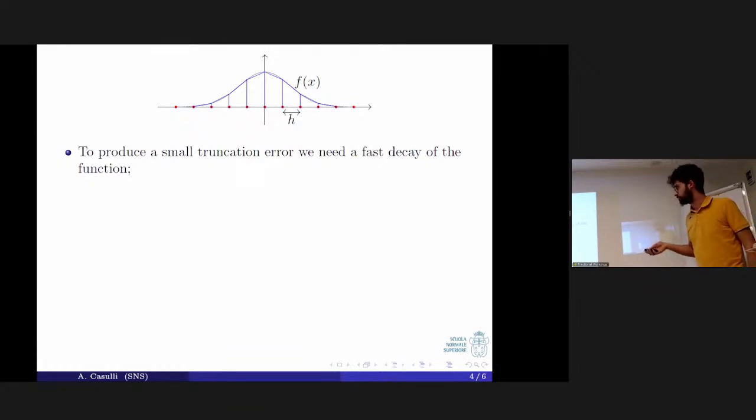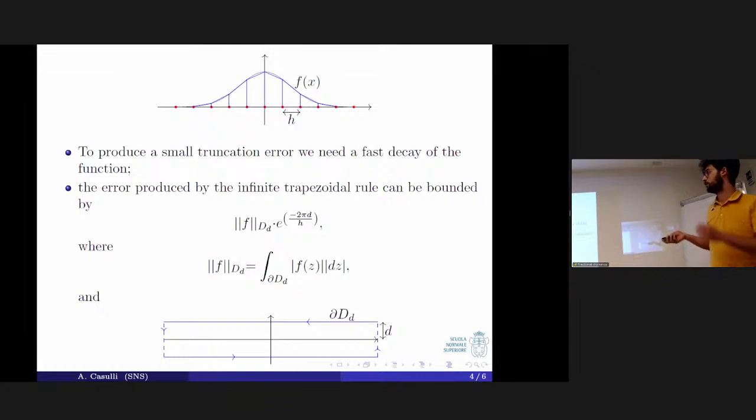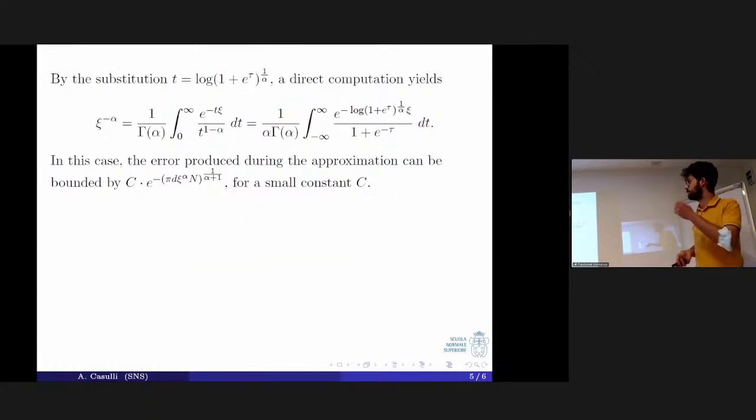And moreover, the error that we produce by the infinite trapezoidal rule can be bounded by the norm of f times this exponential, where the norm of f is defined as the integral of the modulus of f on the boundary of the strip of width 2d in the complex plane. The first substitution we used in the integral is this substitution here. And with this substitution, first of all, we have an integral that is defined on the whole real axis. And moreover, we have that the integrand decays exponentially at plus and minus infinity.